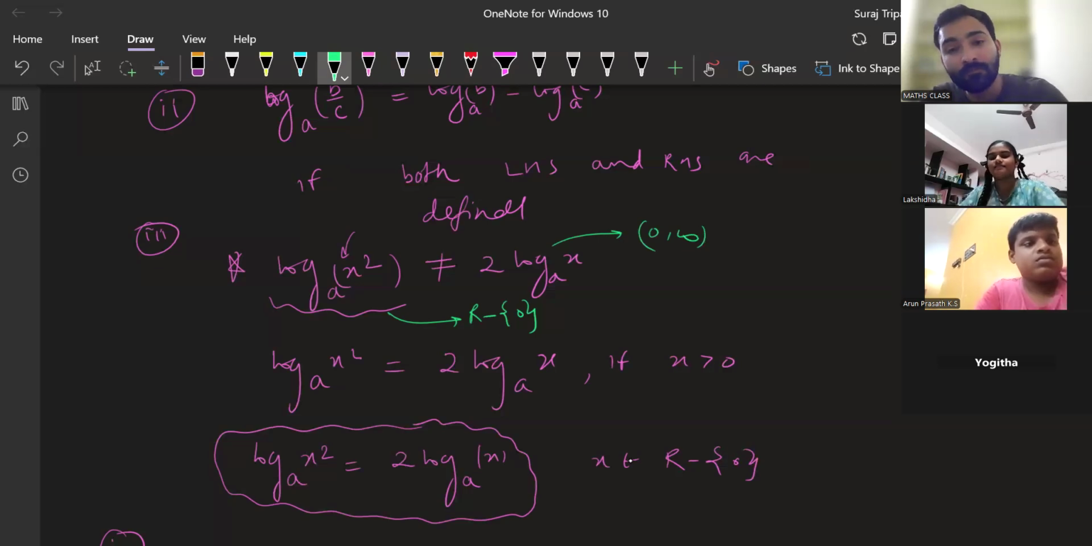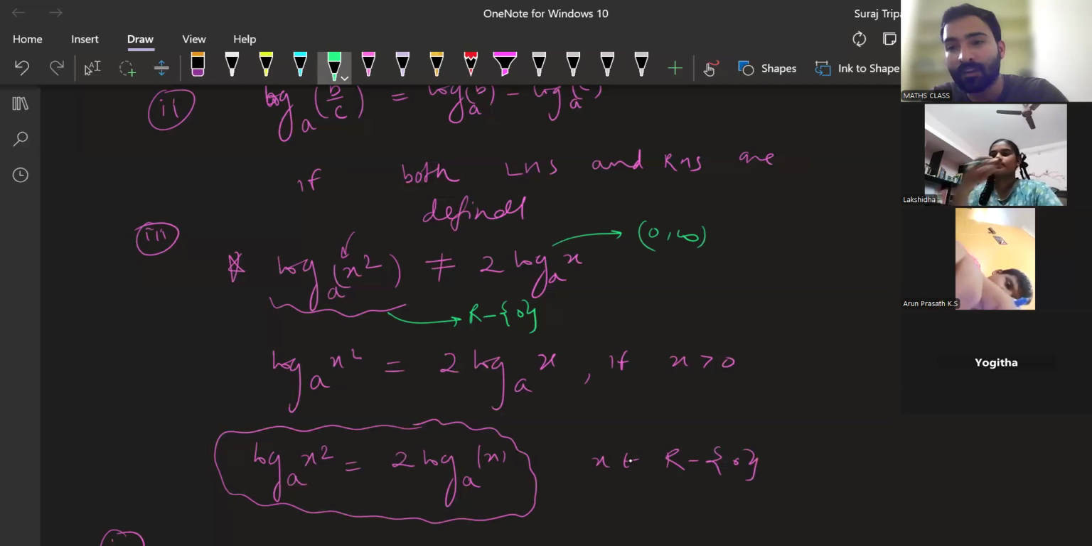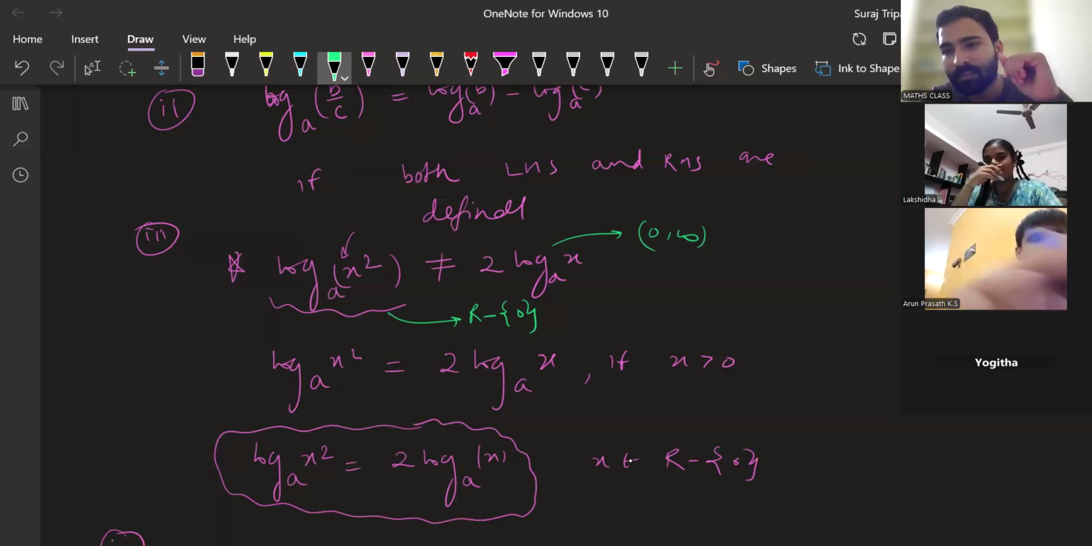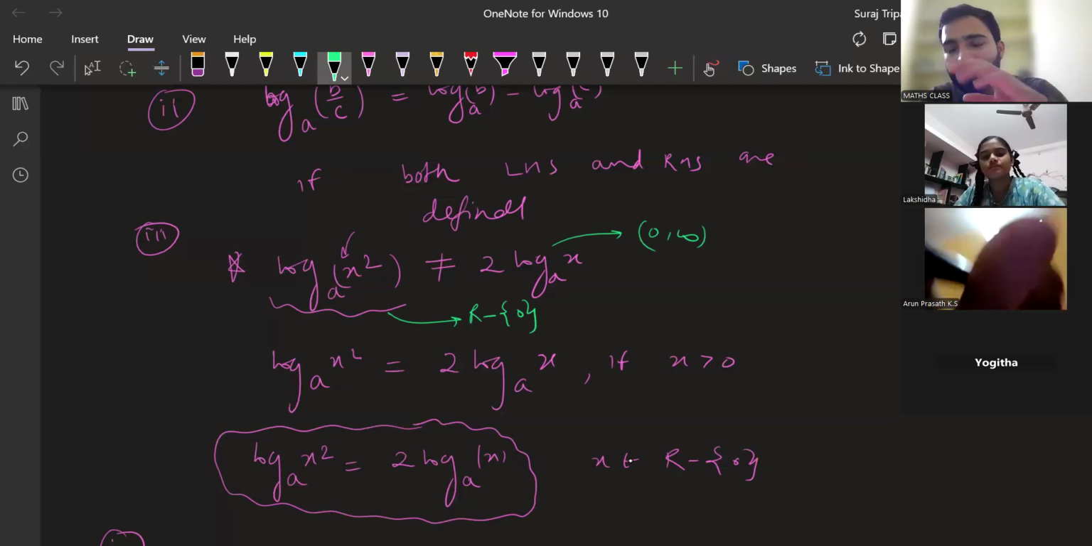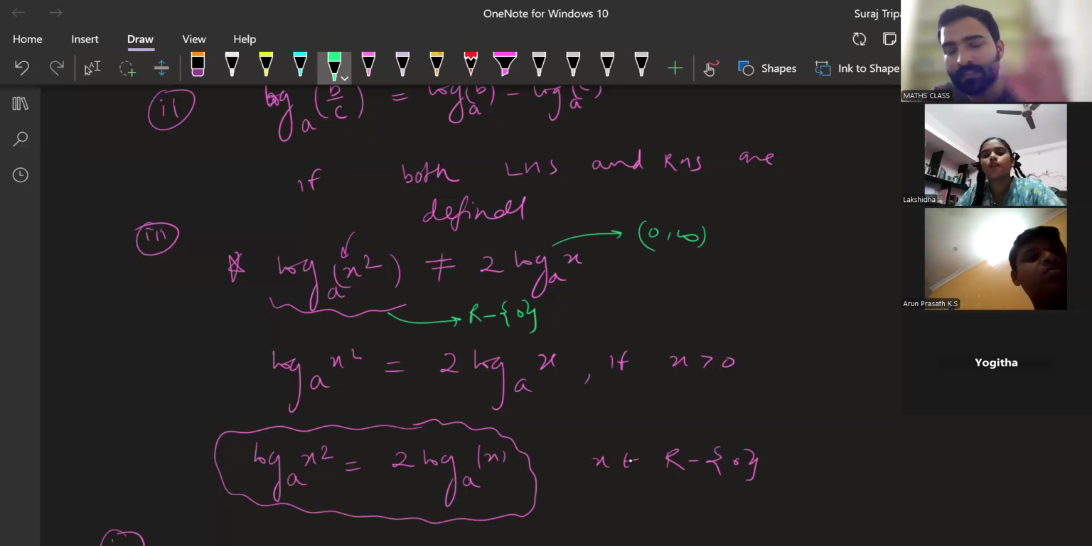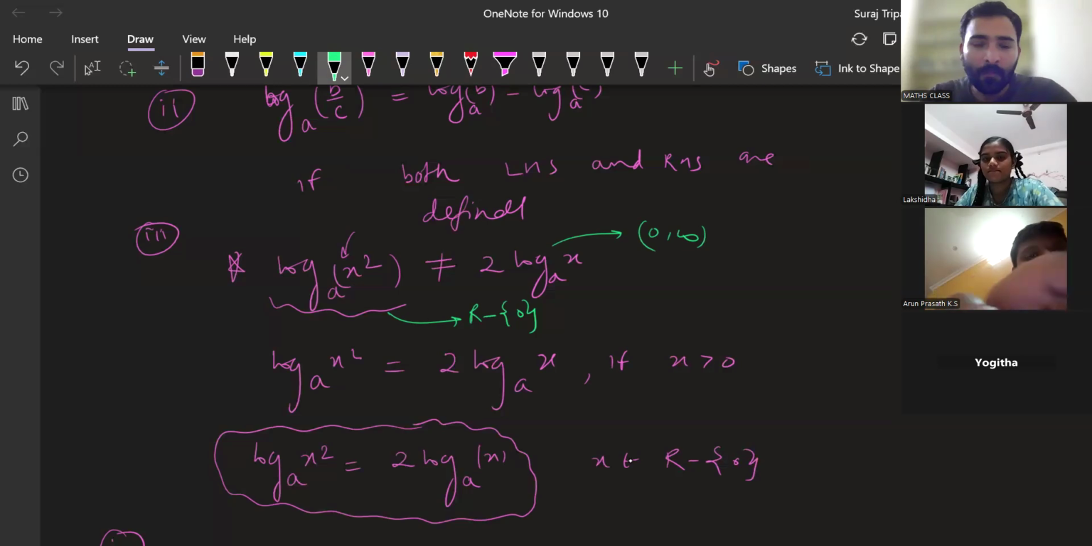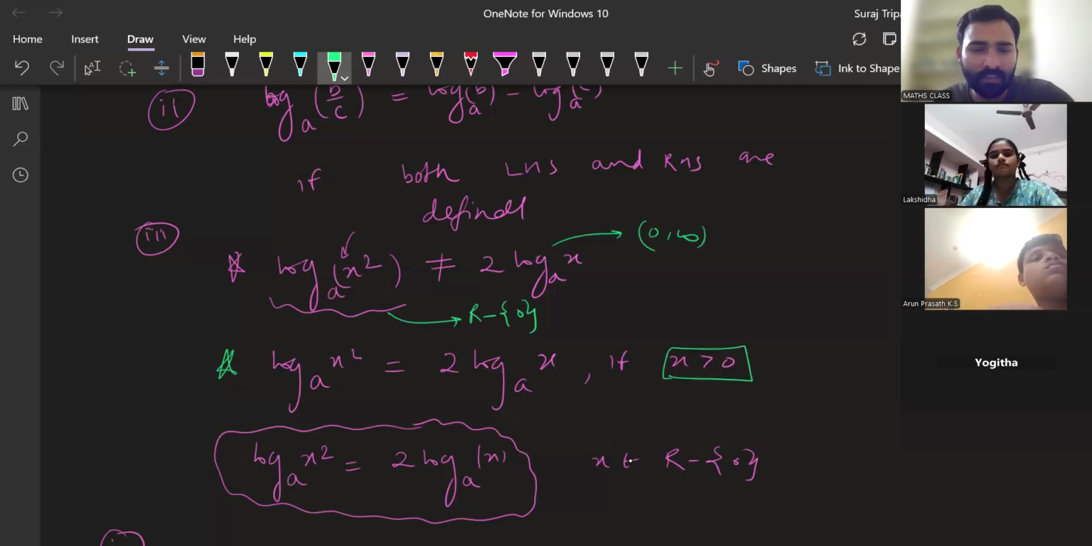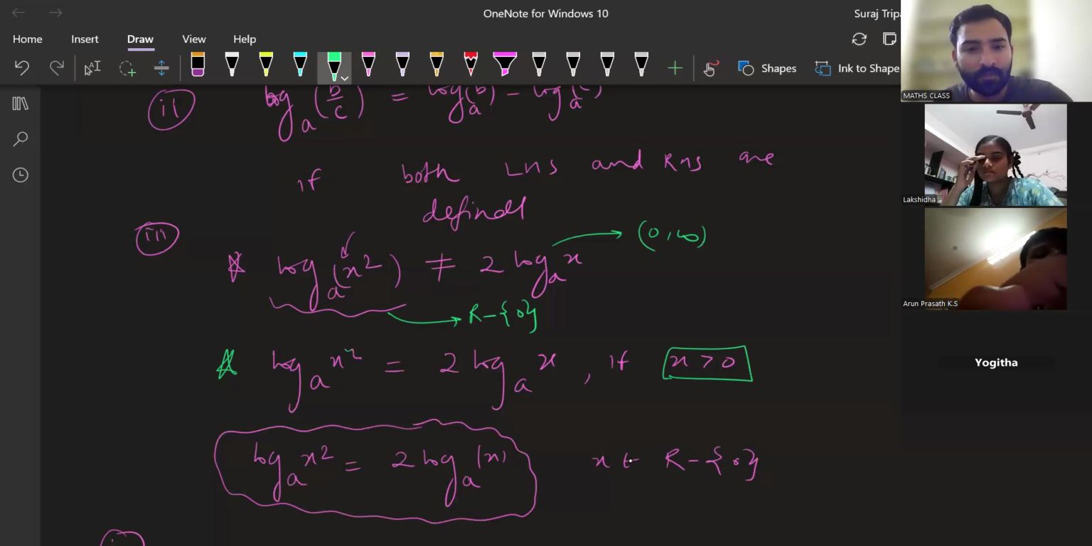So these functions are not equal because their domains are different. If domains are not the same, then two functions cannot be equal. Only if the domain is the same can the two functions be equal. So that's why in the second one, I have restricted this function. If only x is greater than 0, then the domain for both expressions will be the same, and both expressions will be equal.